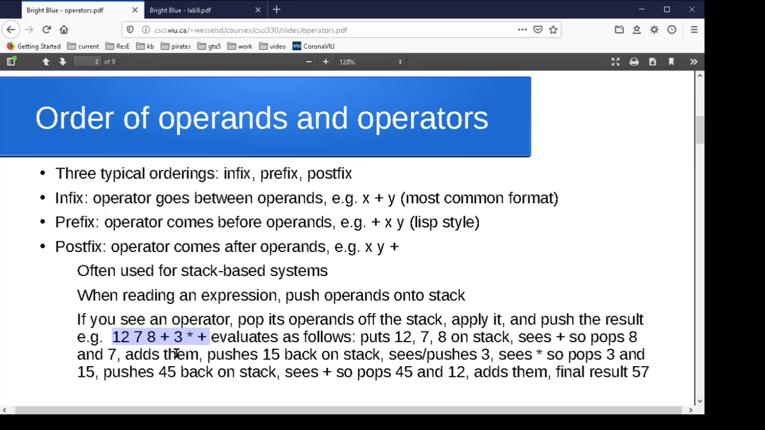It sees the 3, pushes that on top of the stack, sees the multiplication, and says, okay, I'm supposed to multiply whatever the top 2 things on the stack are. So it grabs the 3 and the 15, pops those off the stack, multiplies them together, pushes the 45 back on the stack. So now we've got 12 and 45 on the stack. And it hits the last addition operation, pops the 12 and the 45, adds them together, pushes 57 back on the stack. So you've got this one value, 57, that's left at the end, and that's your result for the expression.